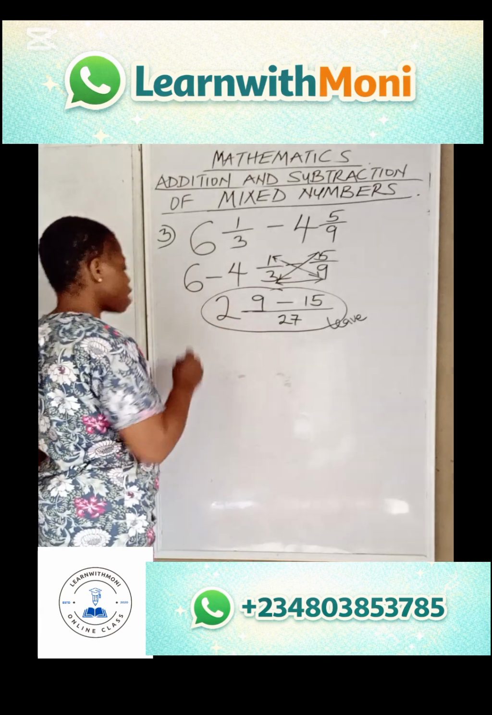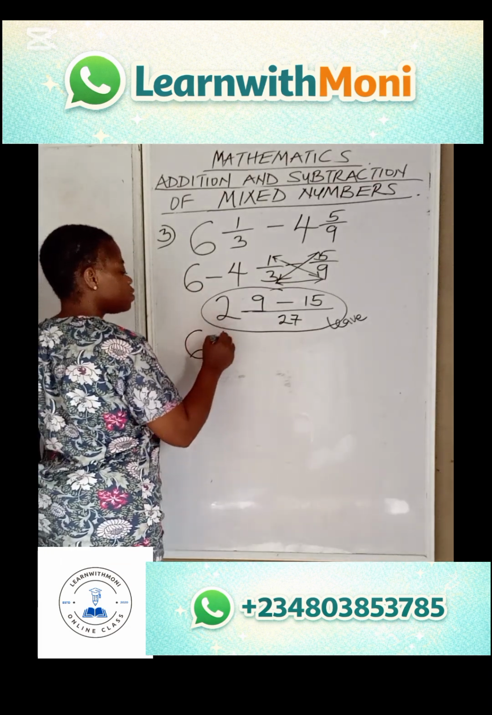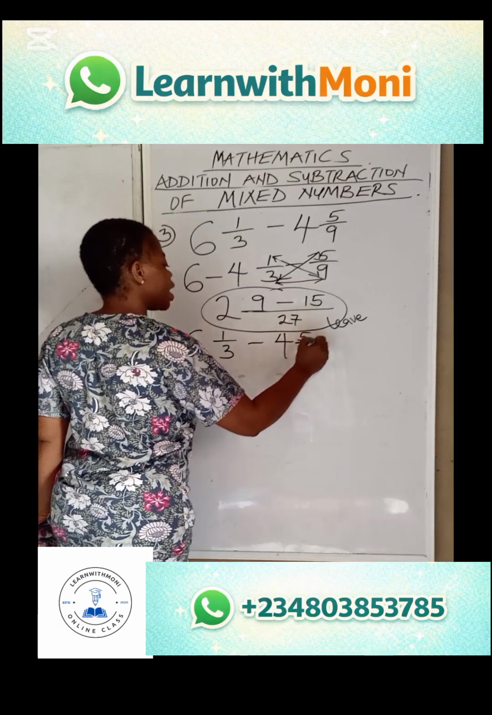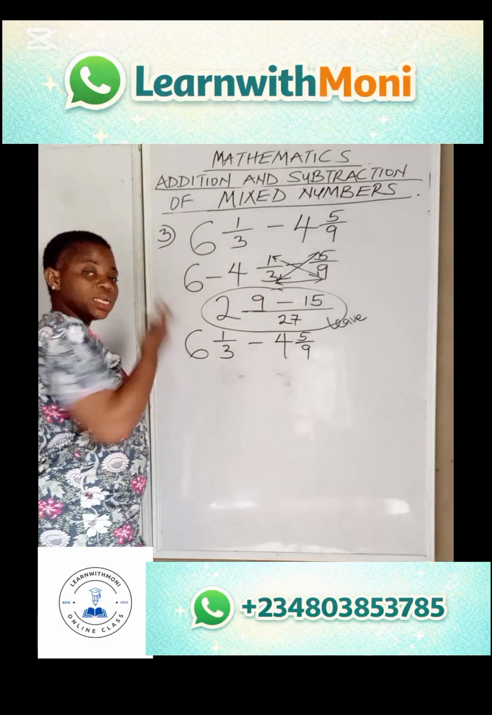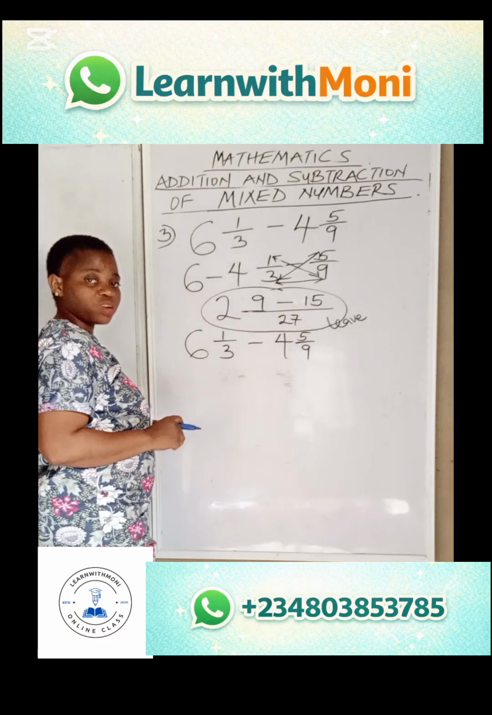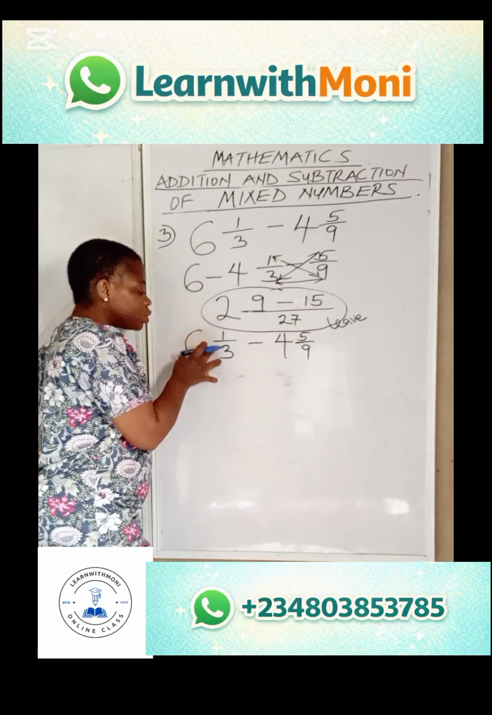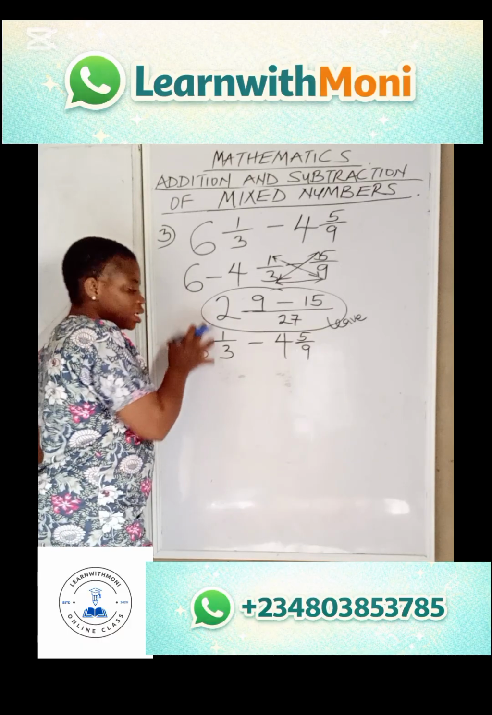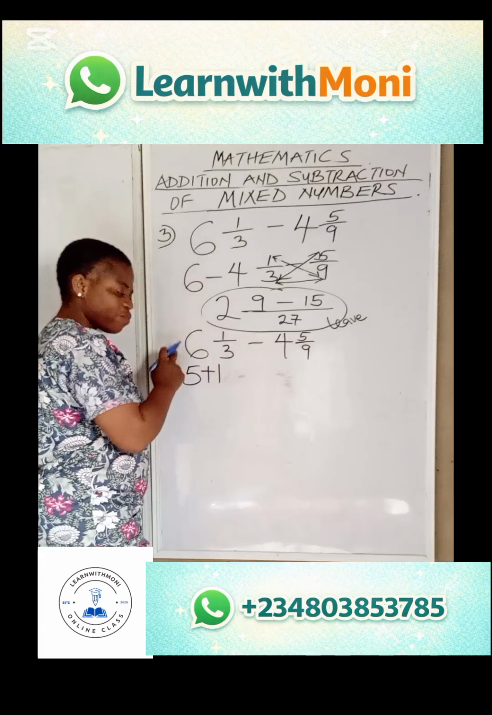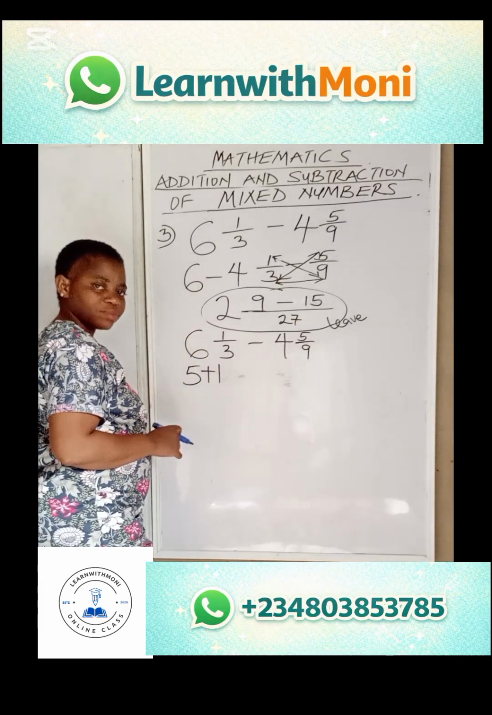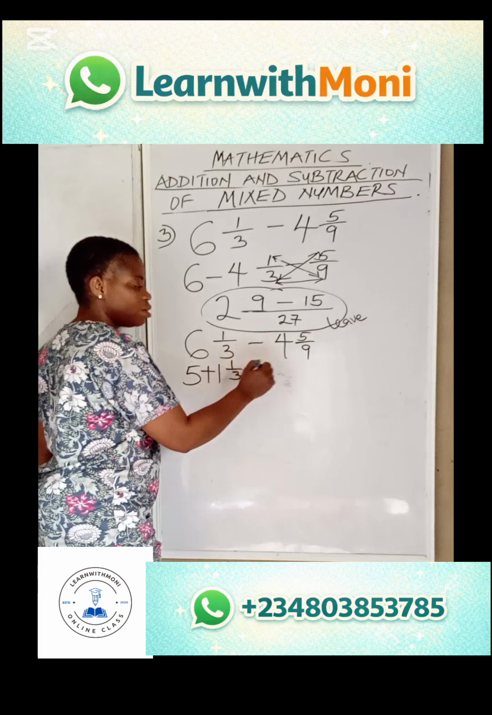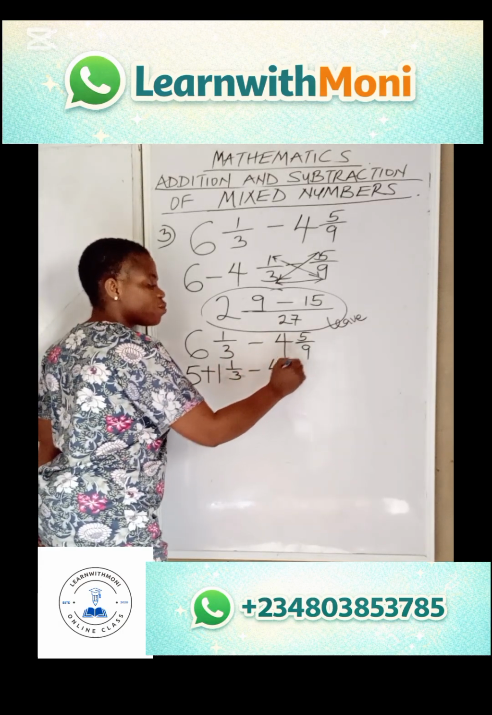There are 2 other methods you can use, and I will quickly share both of them with you. The first I want to share with you is this: 6 whole number 1 over 3 minus 4 whole number 5 over 9. Now I have seen that 1 over 3 is smaller than 5 over 9. I can't subtract them. So I will pick 1 out of this whole number. This 6 is actually 5 plus 1. Do you agree 5 plus 1 is 6? Yes. This 6 is 5 plus 1.